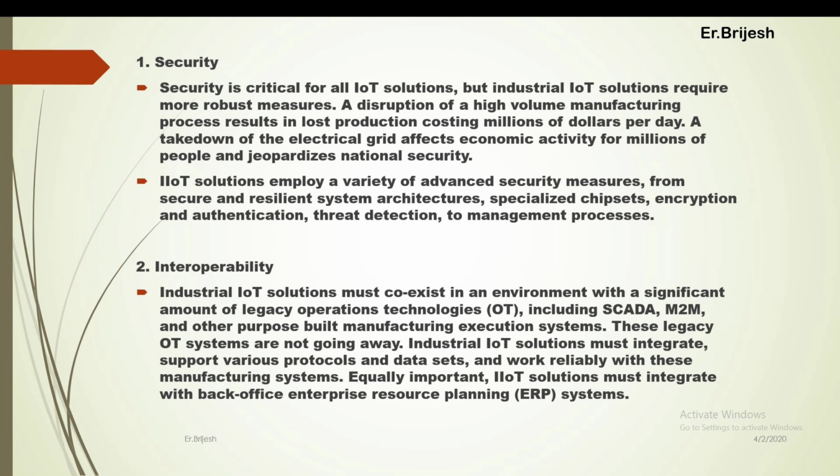So the first point is security. Security is critical for all IoT solutions, but industrial IoT solutions require more robust measures. A disruption of a high volume manufacturing process results in lost production costing millions of dollars per day. So as you can see, in IIoT security is very important, because if we fail to provide security and something happens, then it will cost you around millions of dollars per day. But in IoT, security is not as critical, so if it fails we can bear it.